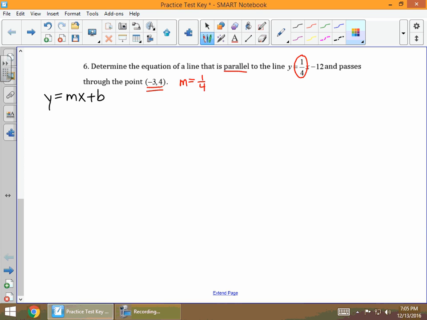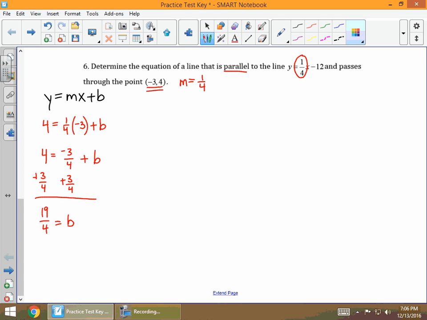So using y equals mx plus b, 4 is equal to 1/4 times the x value, which is -3, plus b. 1/4 times -3 is -3/4 plus b. And then to get b by itself, I have to add 3/4 to both sides. 4 plus 3/4 is 19/4. That is what b is equal to.